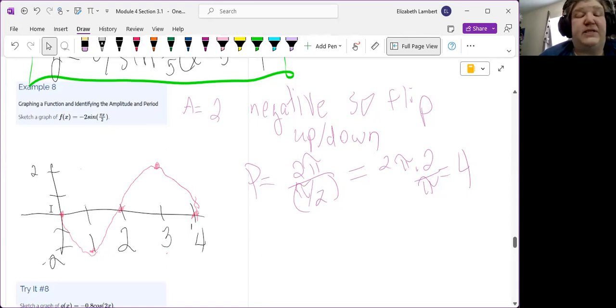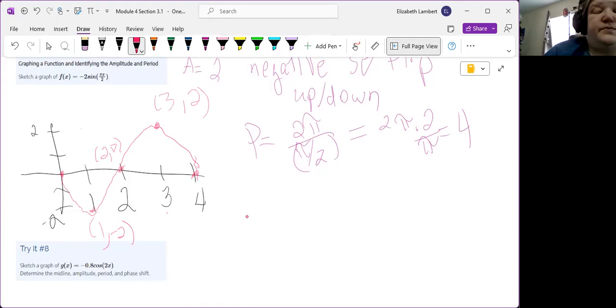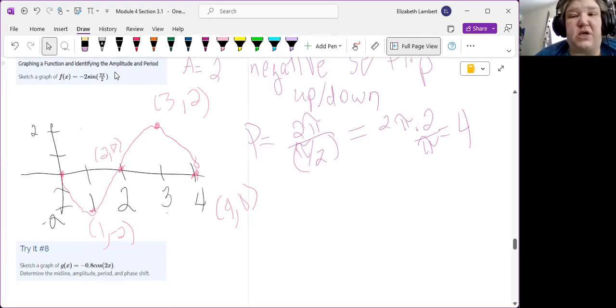It can be helpful to label the coordinates for the points. So like down here, this is 1, comma, negative 2. This one is 2, 0, 3, 2, and 4, 0. Now, if you're not sure, you can take those numbers, put them in the formula, solve and see what we get.